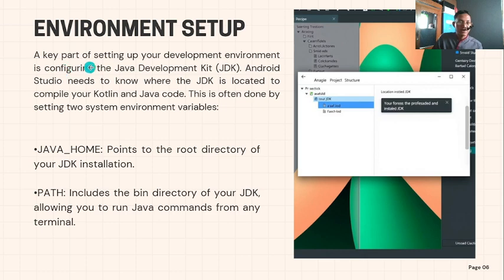Environment setup. A key part of setting up your development environment is configuring the Java Development Kit, JDK. Android Studio needs to know where the JDK is located to compile your Kotlin and Java code. This is often done by setting two system environment variables. So, dapat sir alam natin kung saan natin nilagay located yung compile natin sir. Like nandito po sa screenshot sir na ito po JDK, nandito po yung JDK natin. So dapat alam natin kung nasaan naka-locate itong JDK natin.